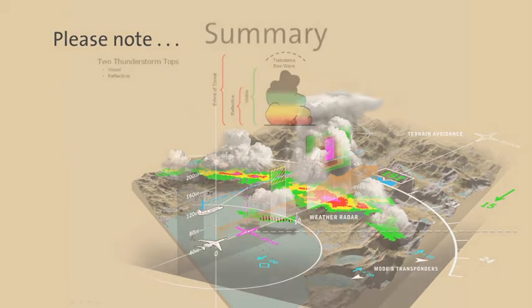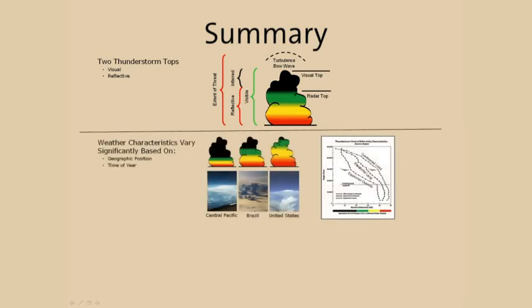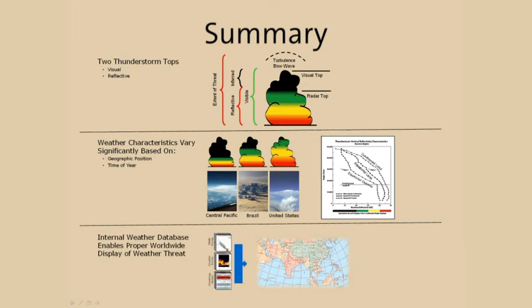In summary, every cell has a radar top and a visual top, and the non-reflective inferred threat is displayed based on the cell's characteristics. However, these weather characteristics vary significantly based on your geographic position and the time of year. Multiscan's use of an internal weather database enables the display of non-reflective weather, but the increased radar sensitivity that enables this will occasionally result in overrepresentation of cells or the temporary display of cells that are below the aircraft flight path.